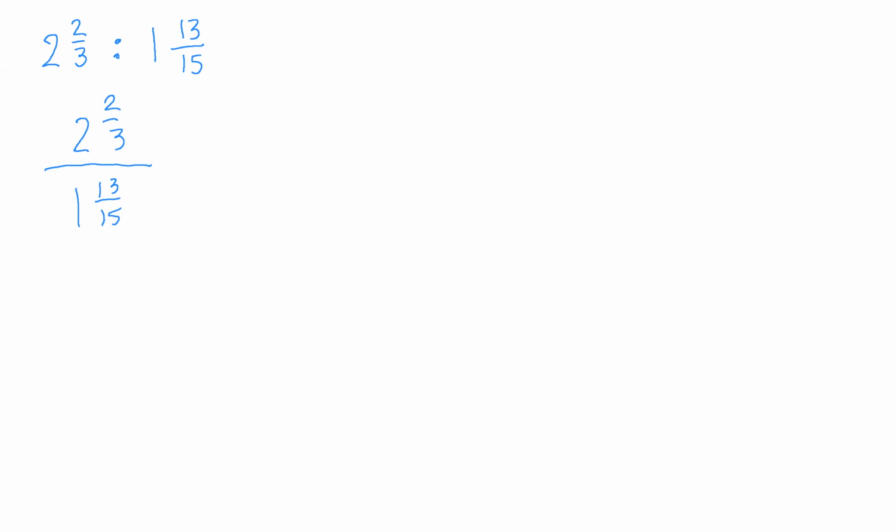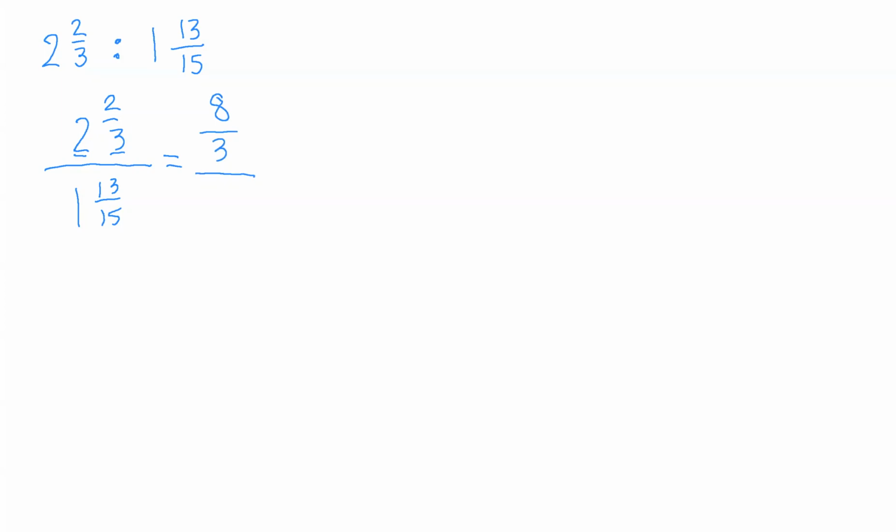So for the numerator, I take the 3 and I multiply it by the whole number 2. So that gives me 3 times 2 is 6. I want to add the numerator. 6 plus 2 is 8. And then you just keep the original denominator of 3.